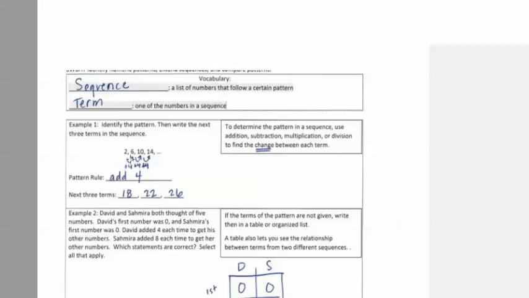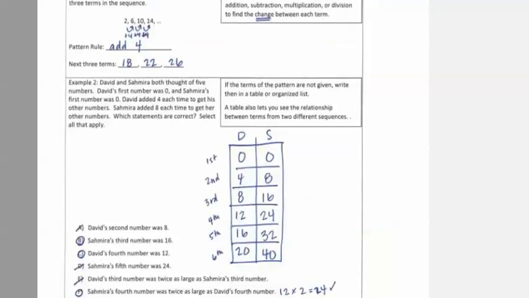And the change always has to be the same between the numbers. We can't say add 4, add 8, add 12, right? We always are adding 4, multiplying by the same number, dividing by the same number, subtracting the same number. So the next 3 terms will be 14 plus 4 is 18, plus 4 is 22, plus 4 is 26. Okay. Let's look at the next one then.